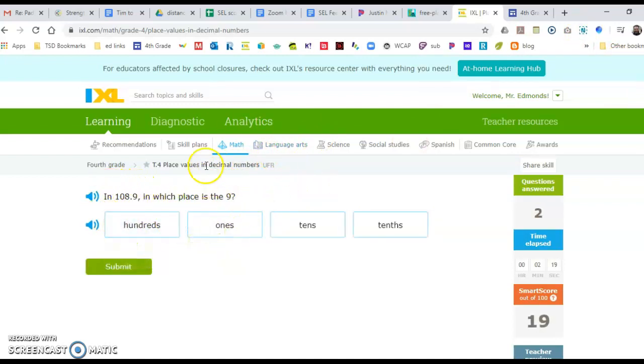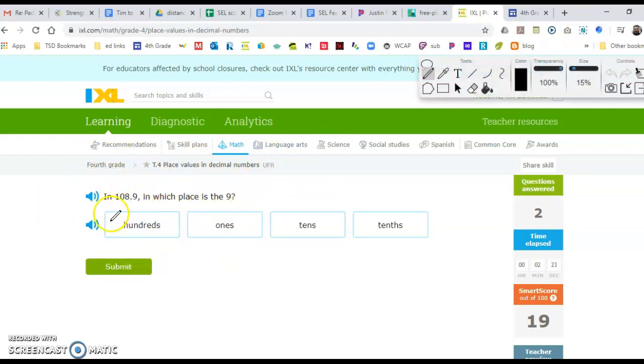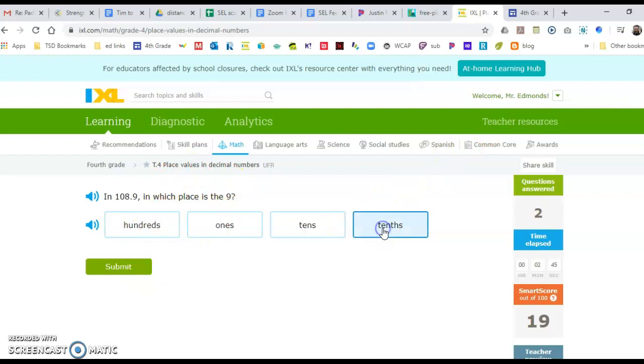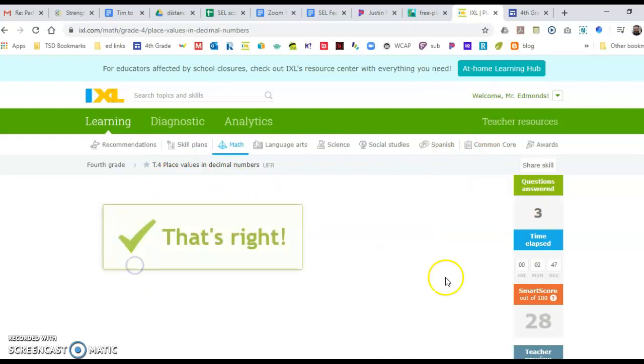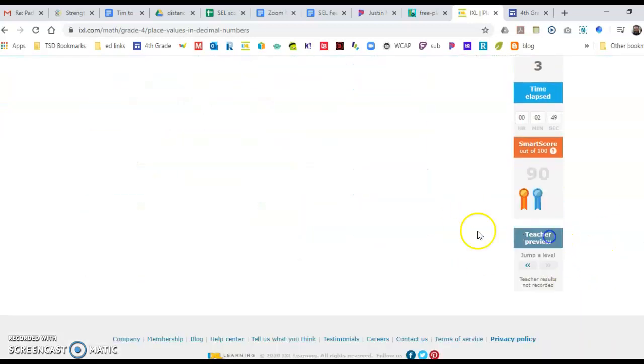Okay, so let's keep cruising along here. Think about what this one might be. I'll wait. That is correct. The number is 108 and 9. And remember that 9 is the tenths place, so 108 and 9/10. When I say the word 9/10, that actually clues me into my answer on what place that 9 is in. The digit 9 exists in the tenths place. Submit.